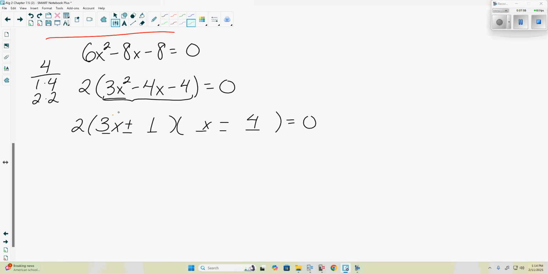And we can check this here. 3x times negative 4 is going to be negative 12x. 1 times x is going to be positive 1x, giving us negative 11x. Is that the middle term we wanted? No.